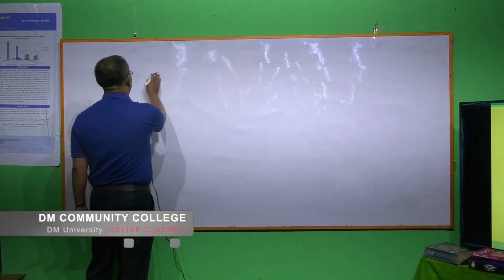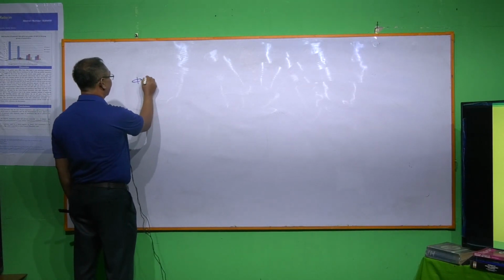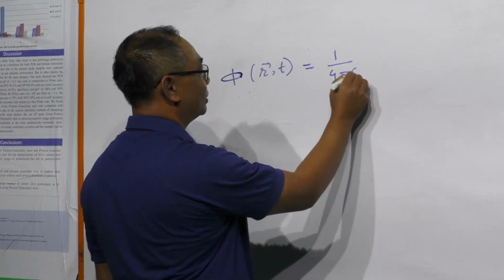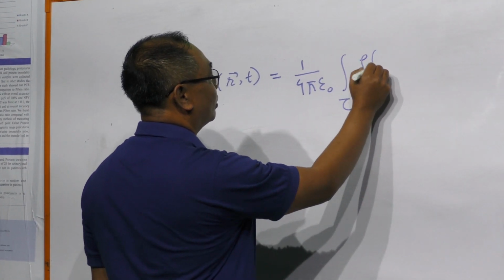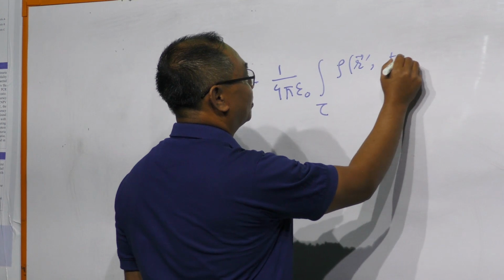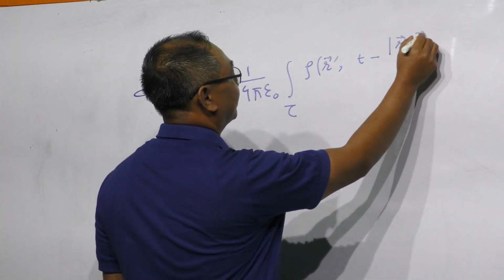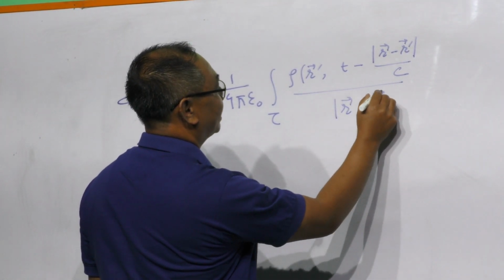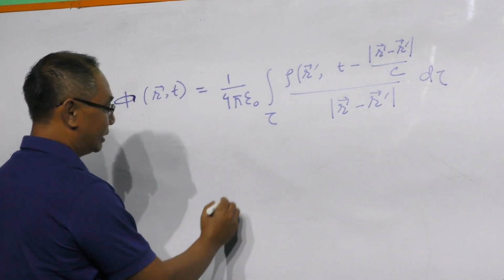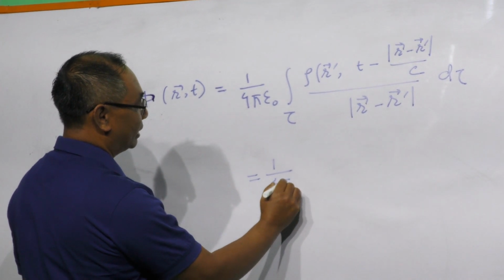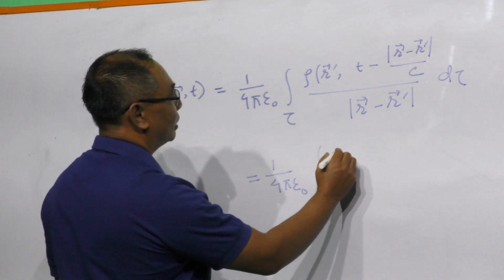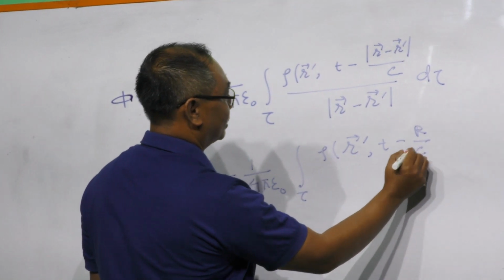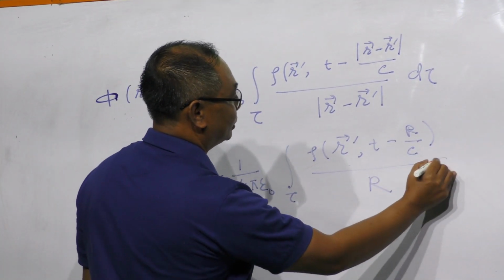The retarded scalar potential is given by phi(r, t) = 1/(4 pi epsilon naught) integral over the volume tau of rho(r', t - |r - r'|/c) divided by |r - r'| d tau. I can write this as 1/(4 pi epsilon naught) integral over volume tau of rho(r', t - r/c) divided by r d tau.